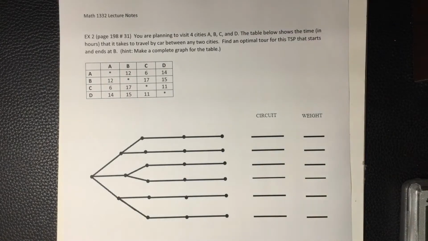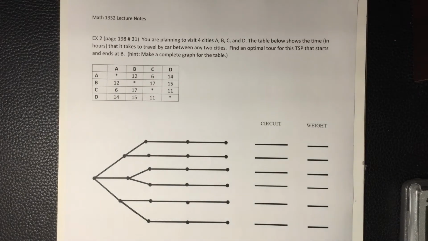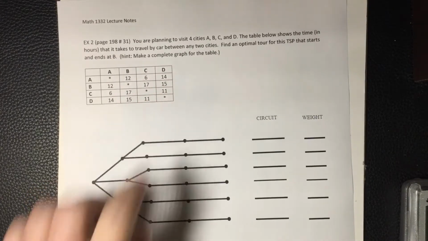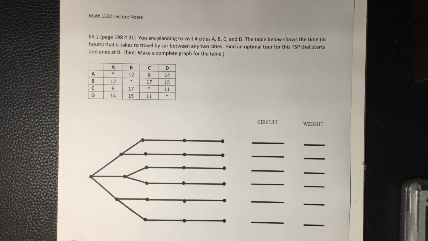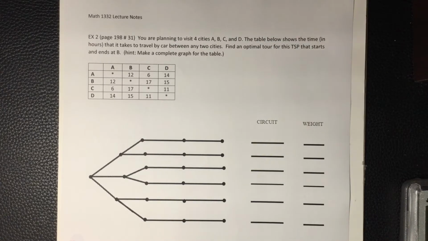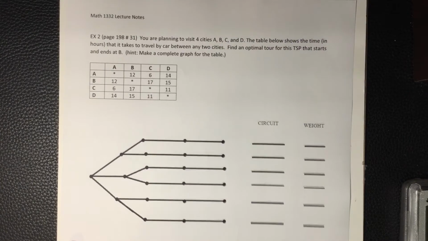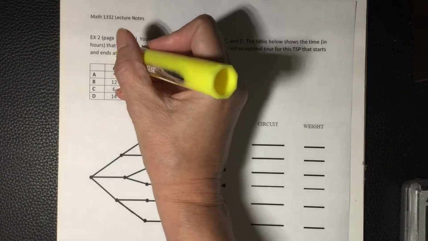All right, this is our last 6-3 example. This one's a little different because it is in table format instead of graph format, which for some of you you'll like better. So on this one, we're planning to visit 4 cities, A, B, C, and D. It shows the time in hours it takes to travel by car between any 2 cities. We want to find the optimal tour that starts and ends at B.